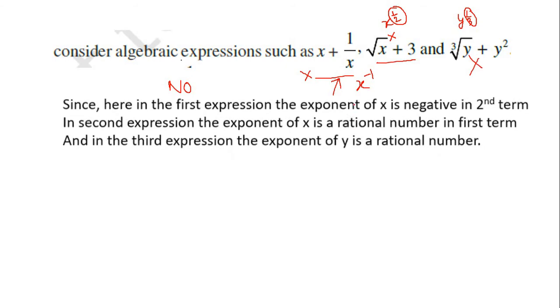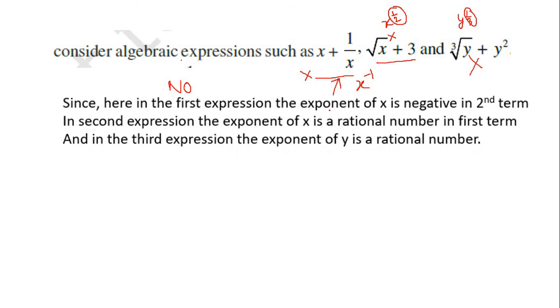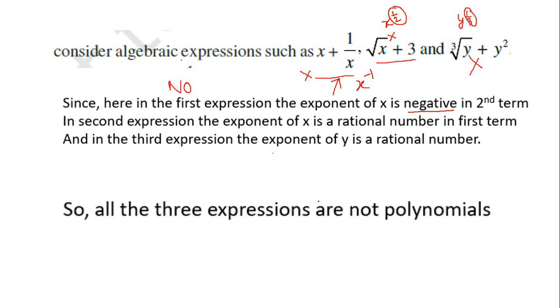So what we can observe in the first expression is that the exponent of x is a negative number, as already explained, and in the second term here it is also negative. In the second expression you can observe it's a rational number. In the third expression you can observe it's a rational number. So all three expressions are not polynomials. So in this way you can observe whether the given expression is a polynomial in one variable or not.